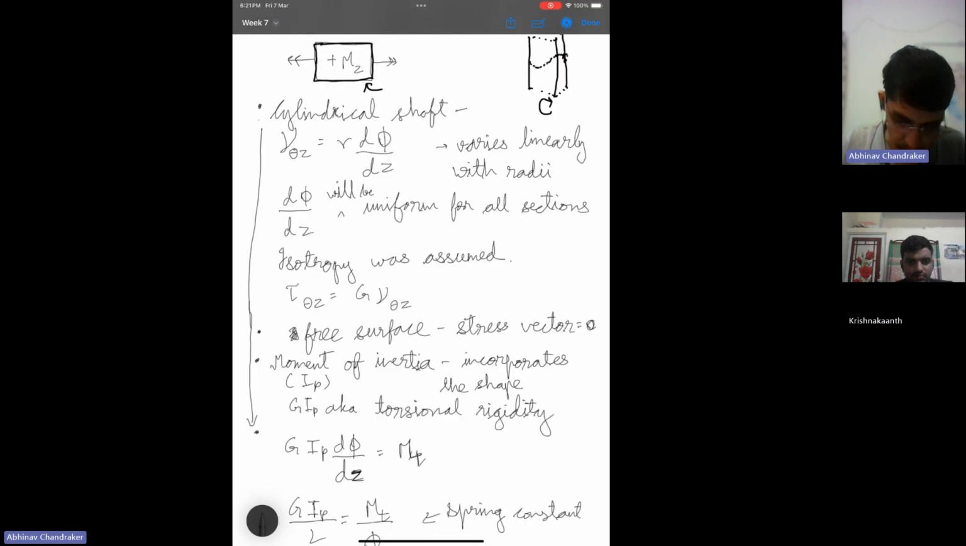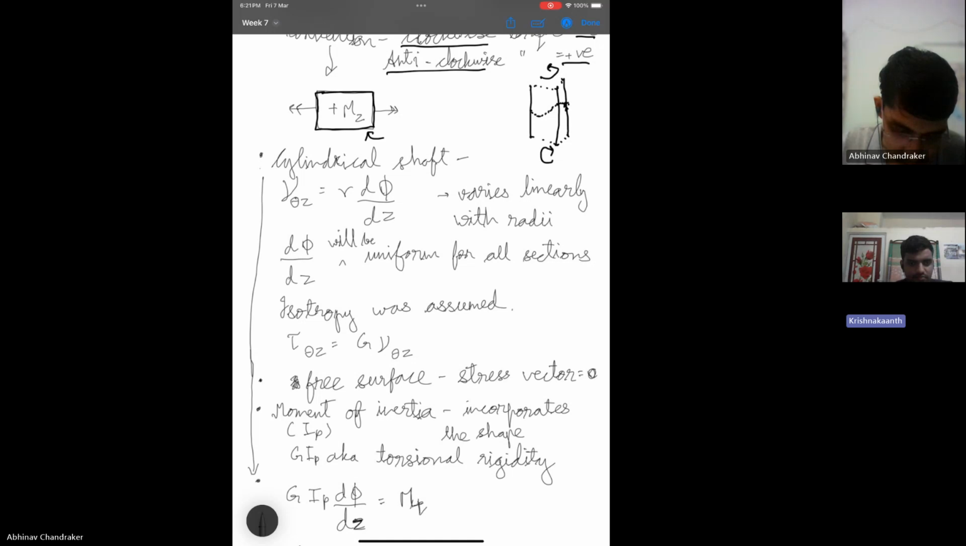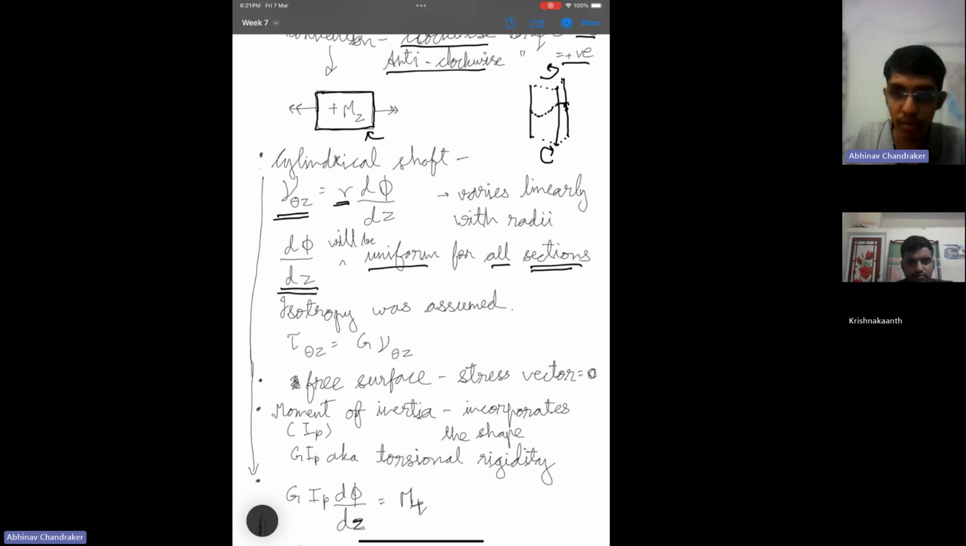Then we have the cylindrical shaft, and if we look at what will be the shear stresses and strains developed in the shaft, since we have already told that the deformed lines are linear, we can also measure the shear strain value. It comes out to be equal to r d phi by dz. So this varies linearly with radius, and it is uniform for all the sections. So d phi by dz will be a constant value, which will depend on how much torque is applied.